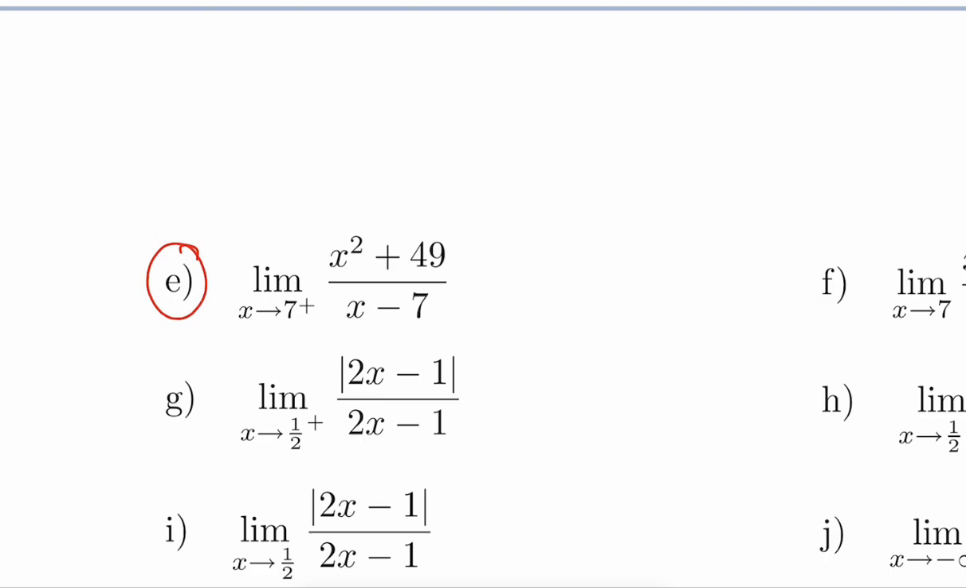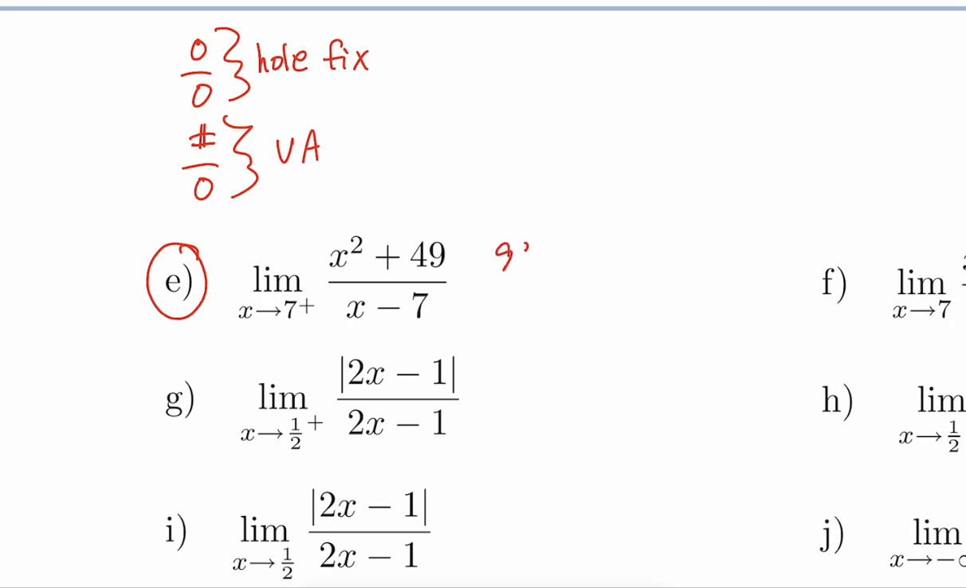Remember, when you plug in, if you get 0 over 0, that's a hole that you can fix. But if you get a number over 0, that's a vertical asymptote. You can't fix that. So if you look at E, you always try the value first. If you plug in 7, you get 98 over 0. You have just found a vertical asymptote.